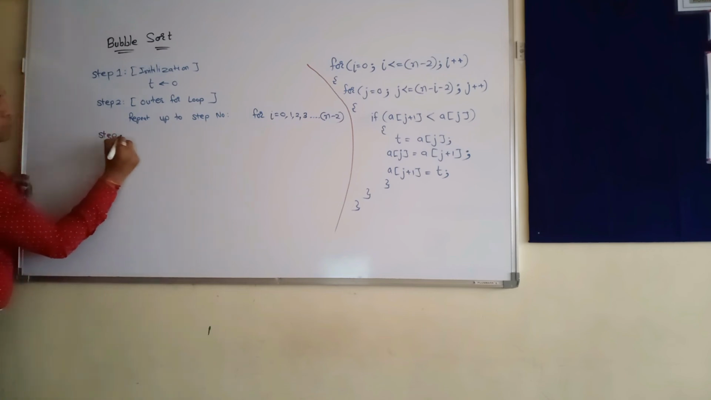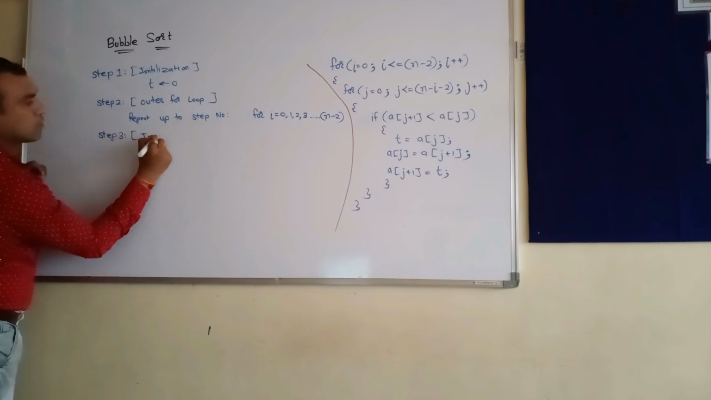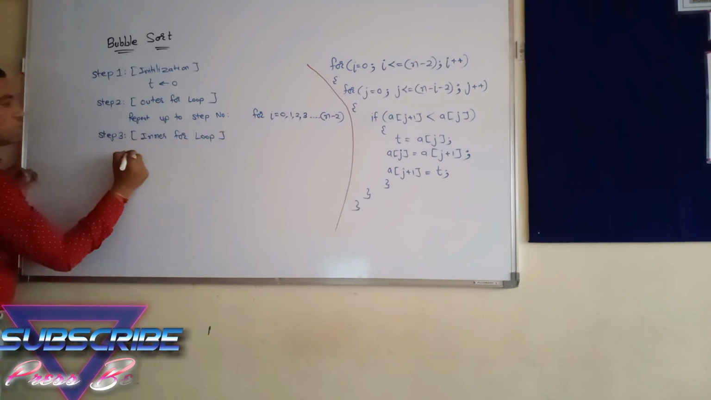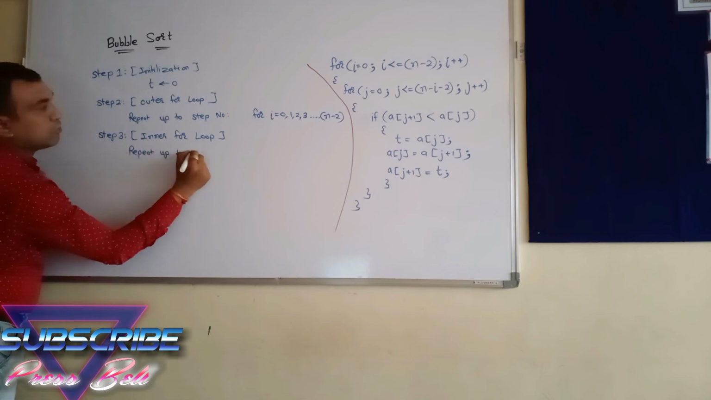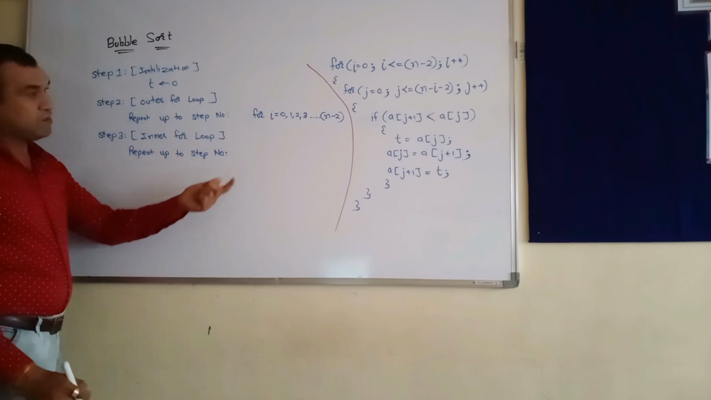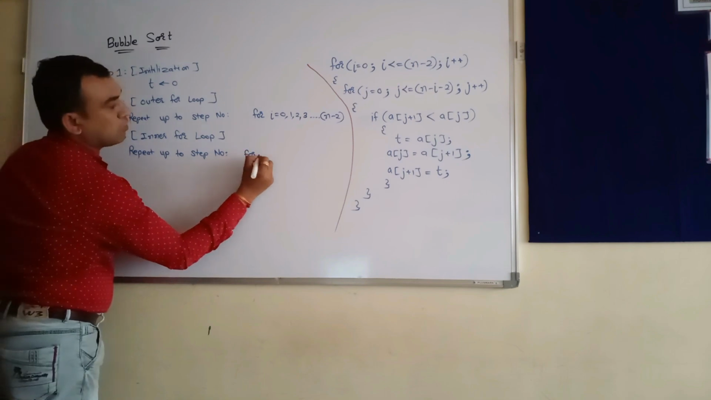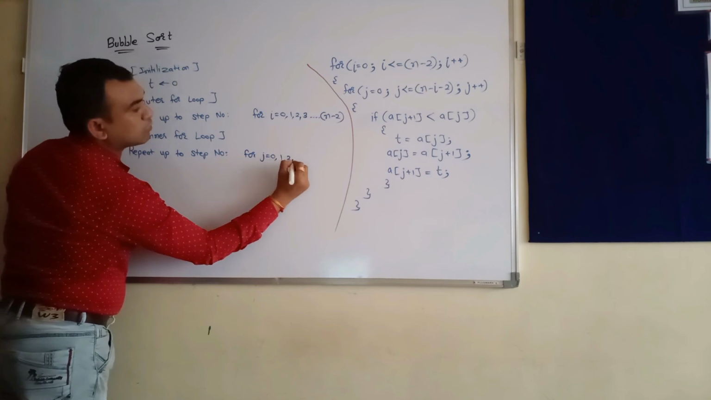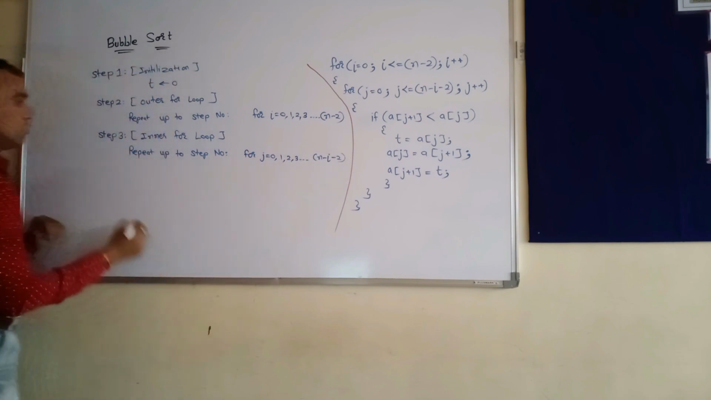Step number 3: inner for loop. Repeat up to step number. Again, leave it at the moment. We will decide how many steps are considered in this step. For j is equal to 0, 1, 2, 3 up to n minus i minus 2.